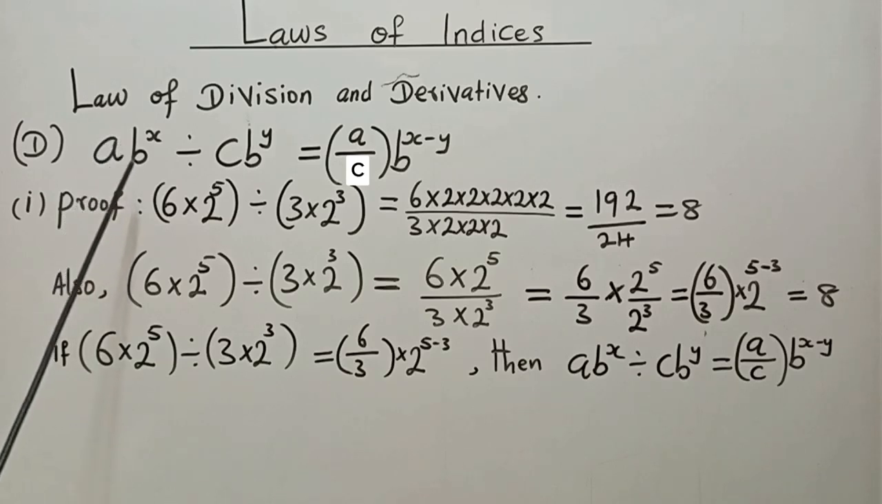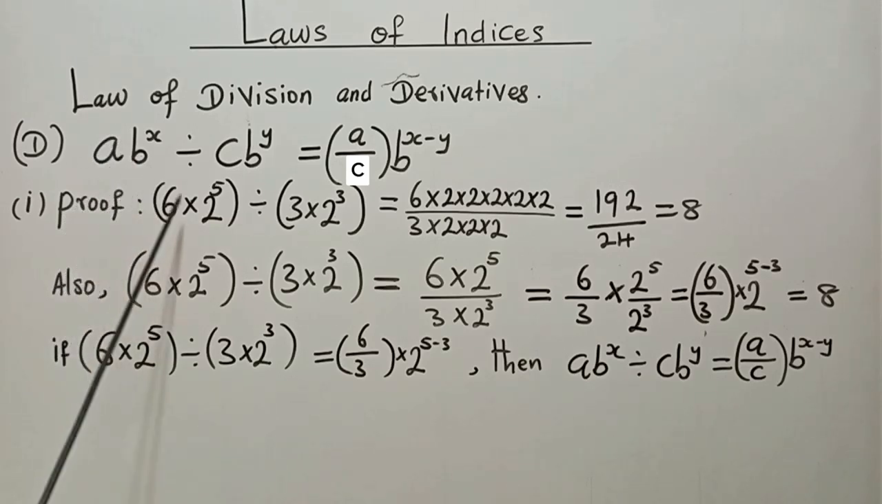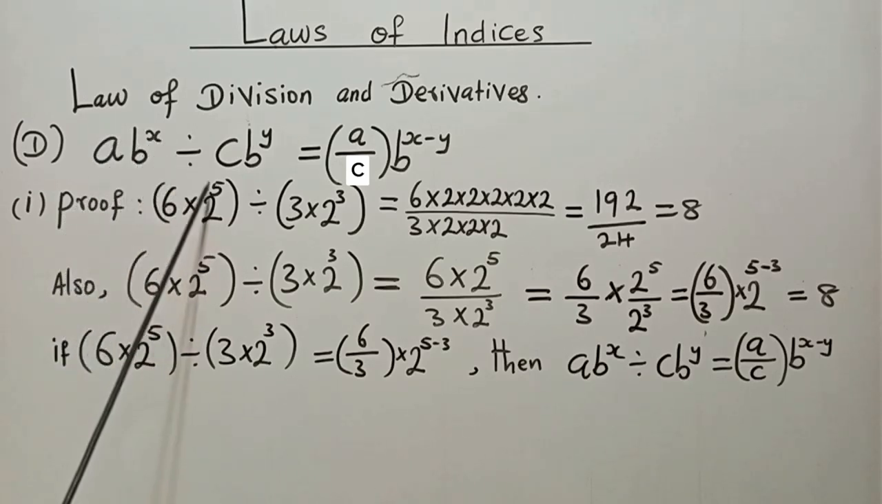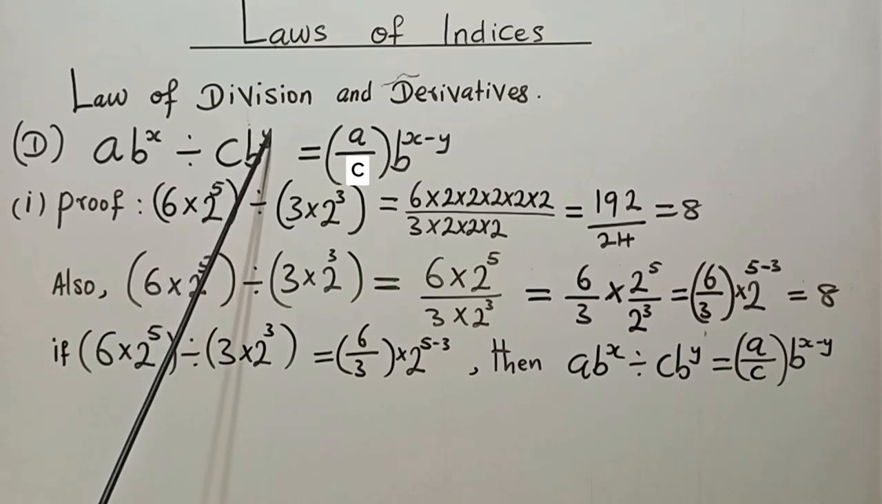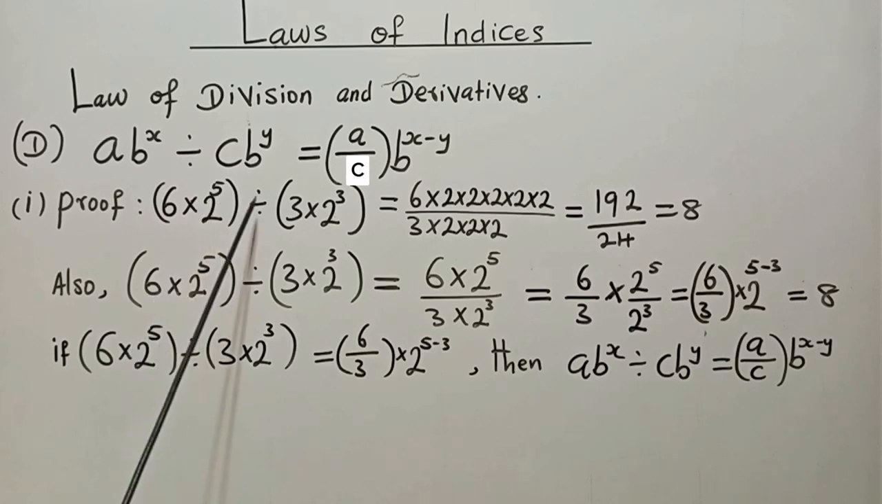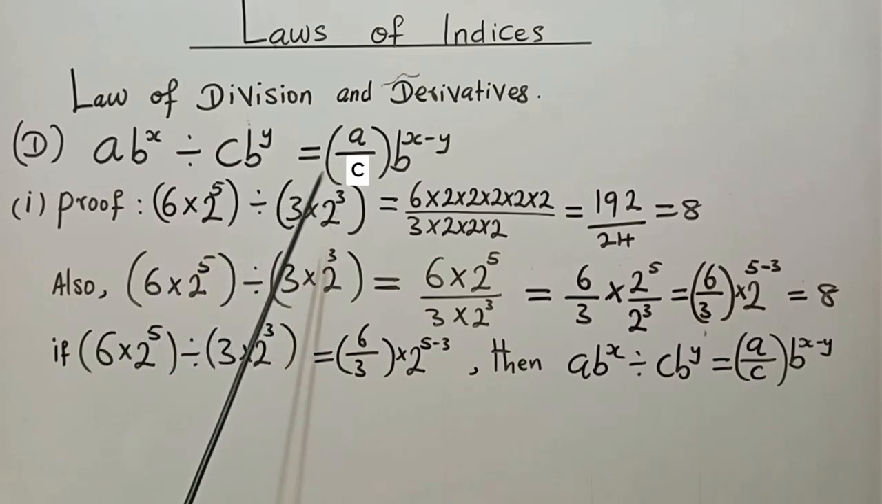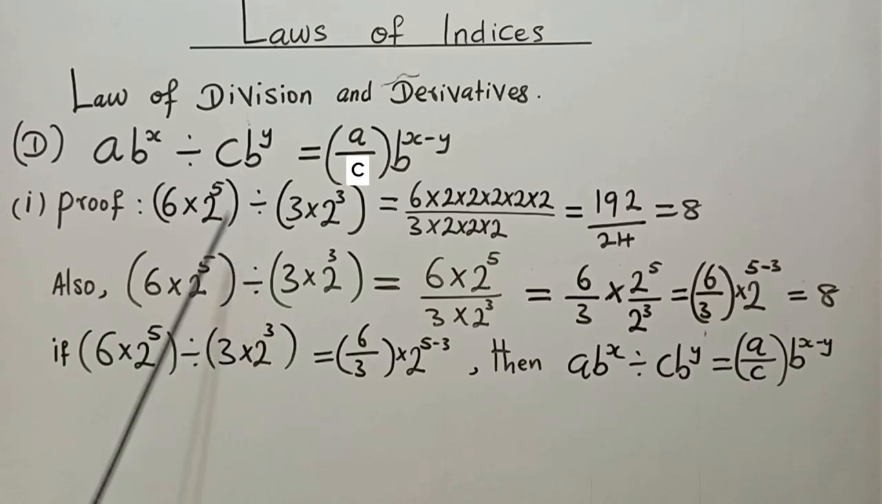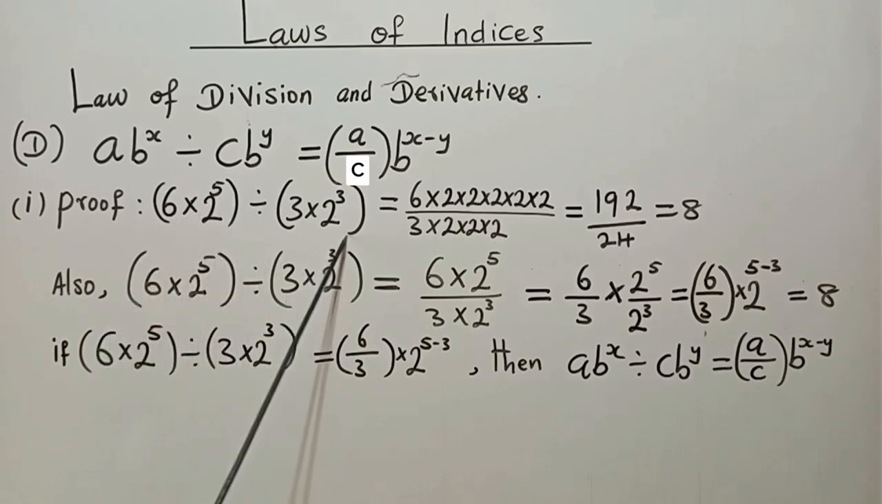Let a be 6, let b be 2, let x be 5, and let y be 3. So we have 6 times 2 to the power 5 divided by 3 times 2 to the power 3. Let us get the answer to this by carrying out the traditional operation on these numbers, meaning convert this to ordinary form and convert this to ordinary form, divide this by this, and let's get the answer.